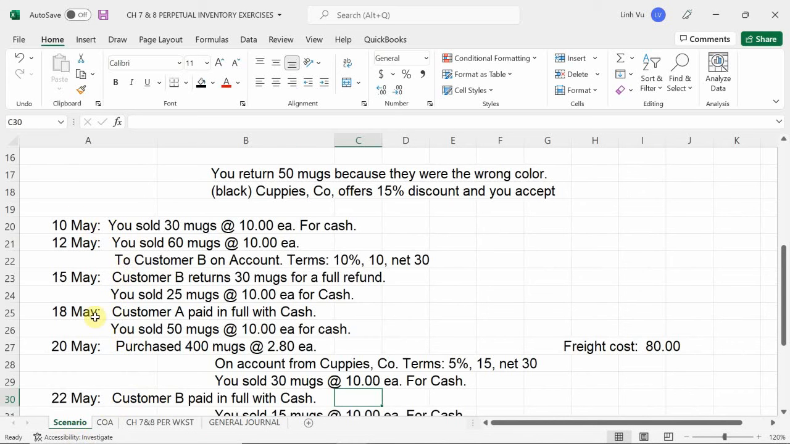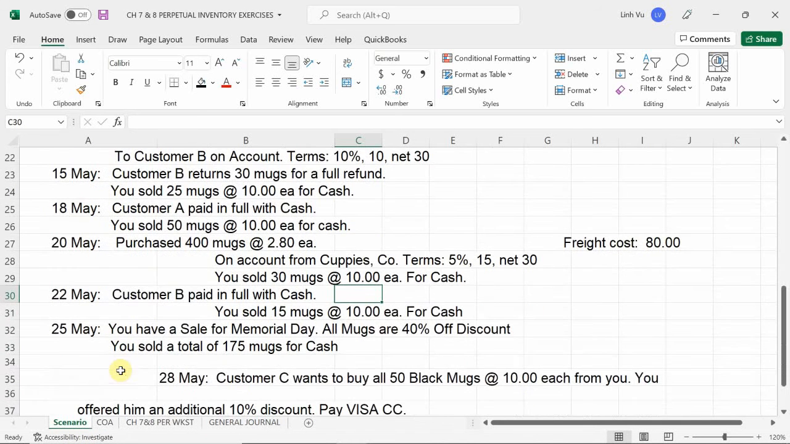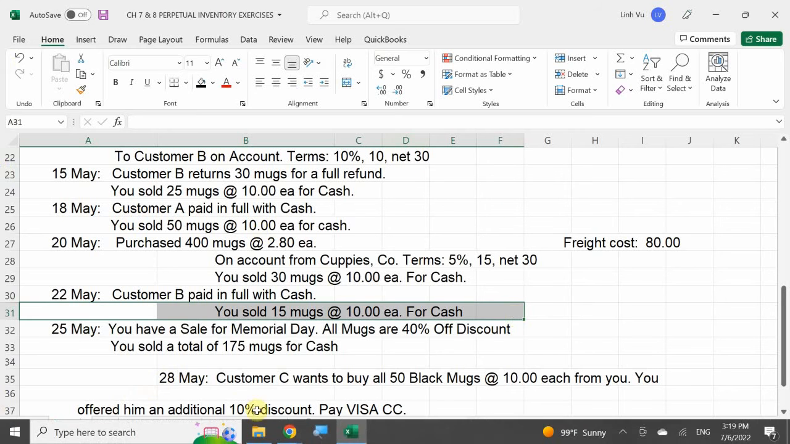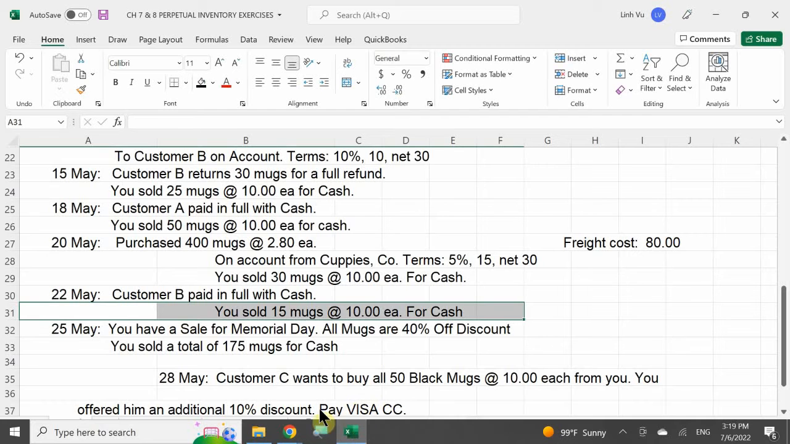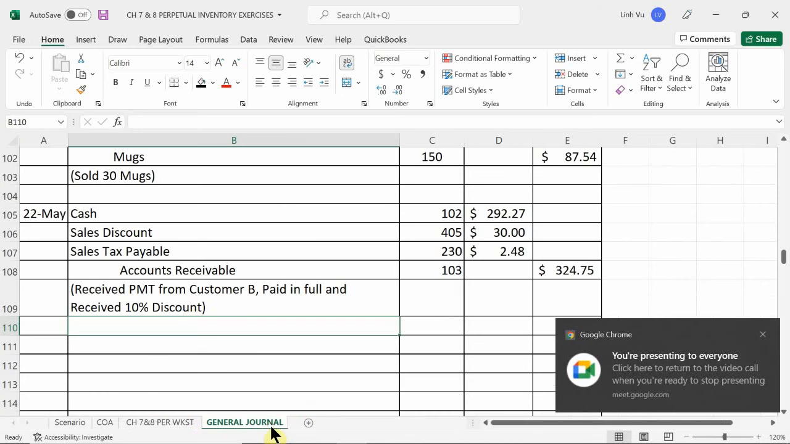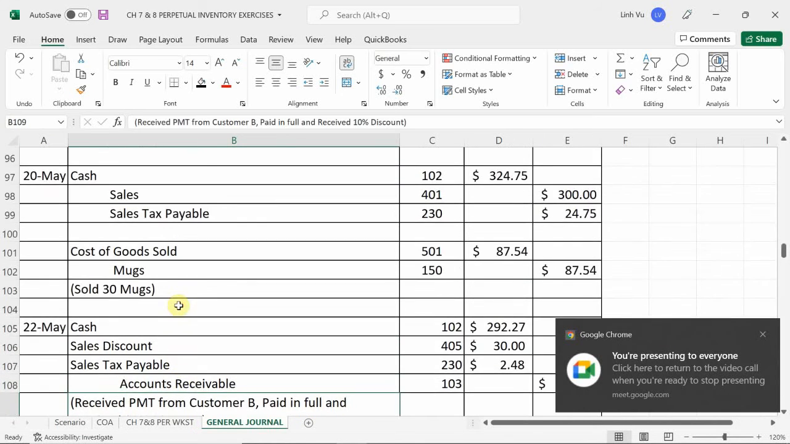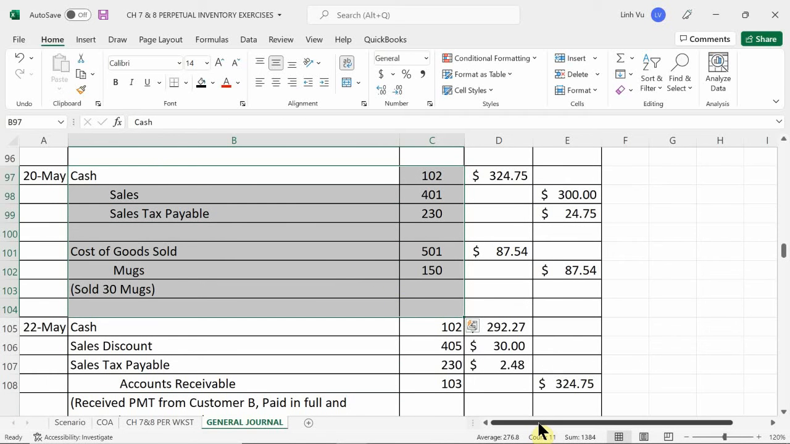So let's see. On that 22nd, we also sold an additional 15 mugs that day for $10 each for cash. So in this case, we sold 15 more mugs for cash.